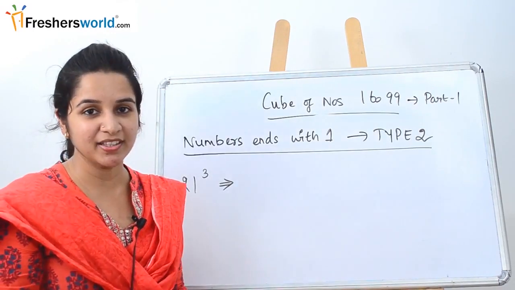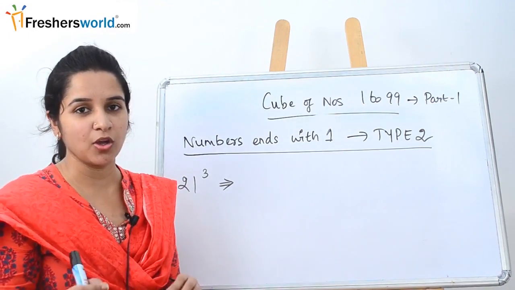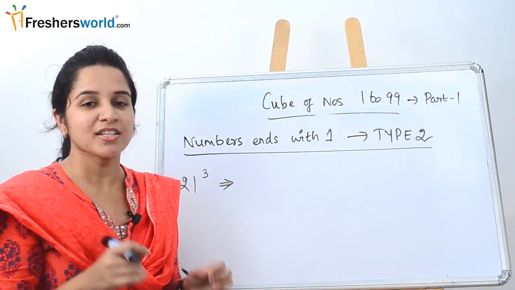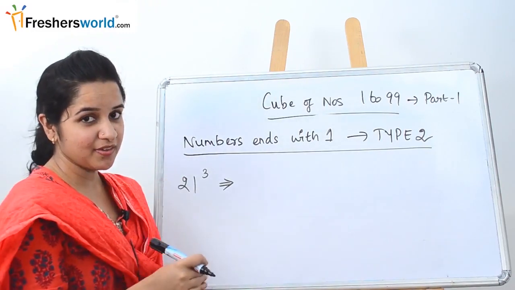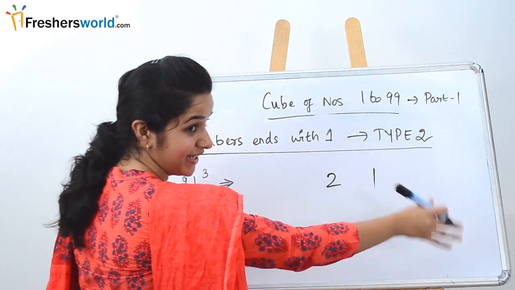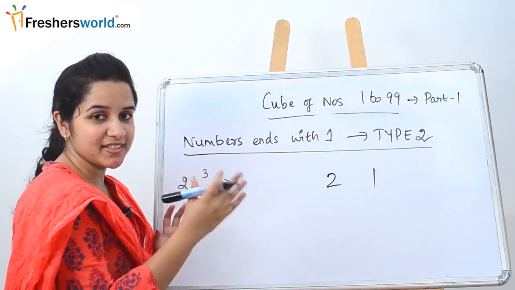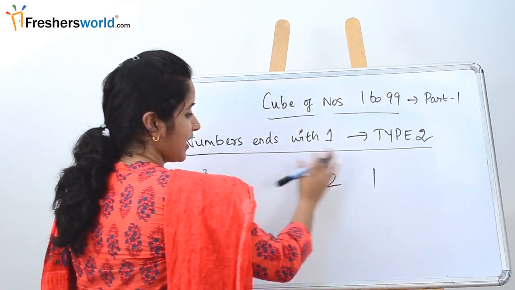Type 2 is nothing but numbers that end with 1. In the case of the first type, we talked about the numbers which start with 1. So a similar technique we are going to use here with a very slight change. The question that they have given is 21 cube. You're going to write 21 as such, but in the end this time. Initially we wrote it in the starting part for numbers starting with 1. The opposite we are going to do here. So we are writing it at the end.